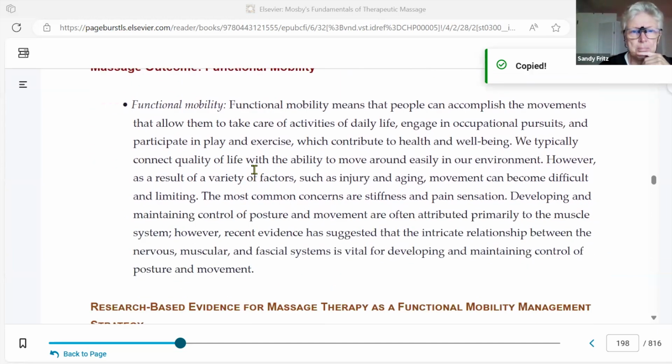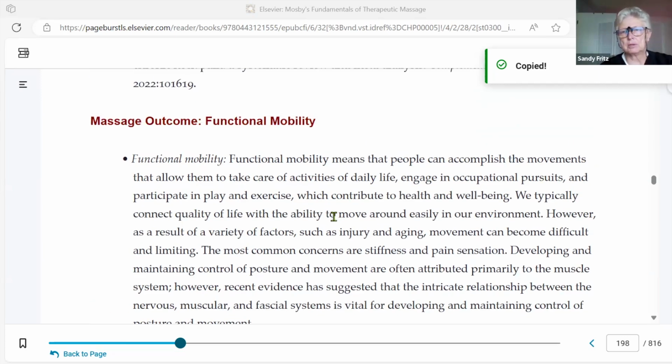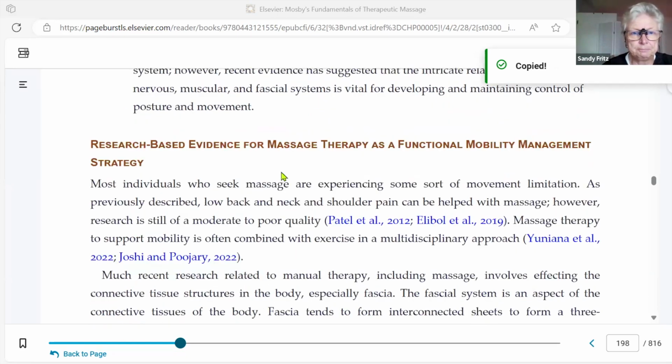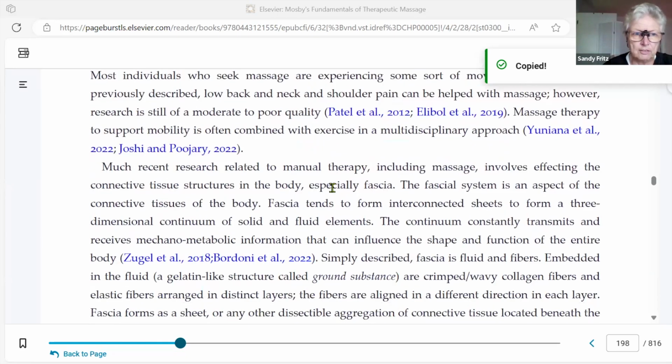And then this is our last evidence-informed outcome. This is mobility. It talks about what it is and what it means. So we typically connect quality of life with the ability to move around easily in our environment. That's generally what we're looking at here. And massage does help that. Absolutely. But the research isn't as robust on how that occurs. And it may occur because we're interfacing with one of the other outcomes, like stress management or pain management. So here's the discussion and the research.